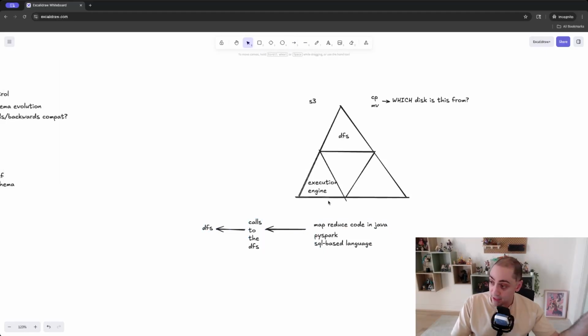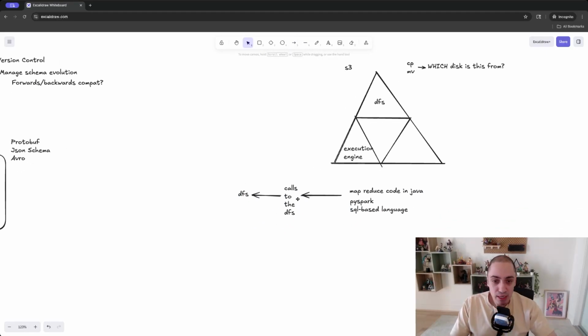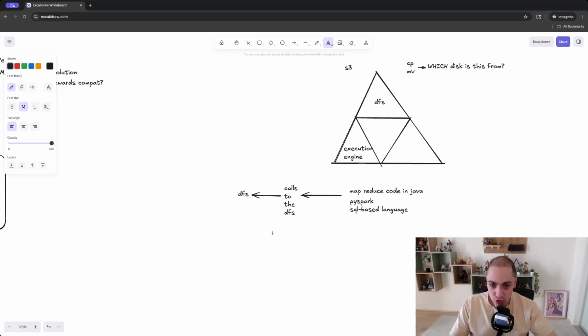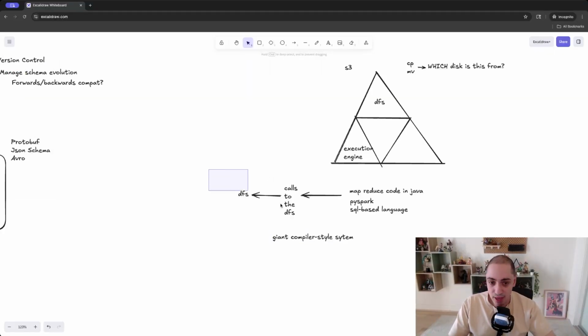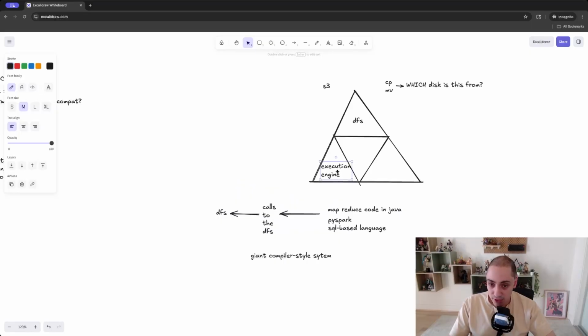And then it'll go call that DFS, and then I'll bring it back to you. And this is actually a very complicated structure. There's all kinds of for loops going on behind the scenes. It's basically a giant compiler-style system that's doing translations into different languages. This is a rather complicated system, but that's what the execution engine is.